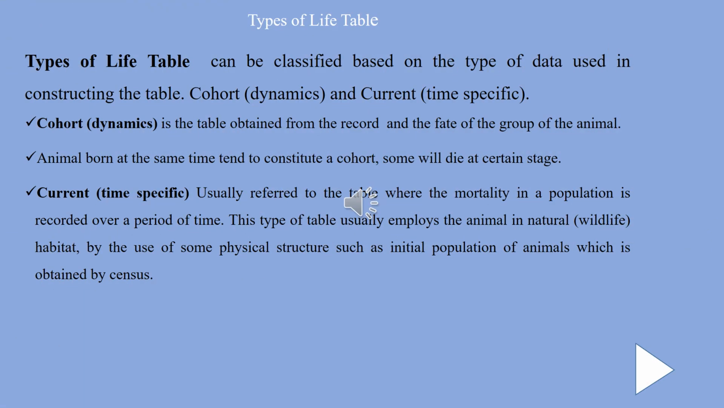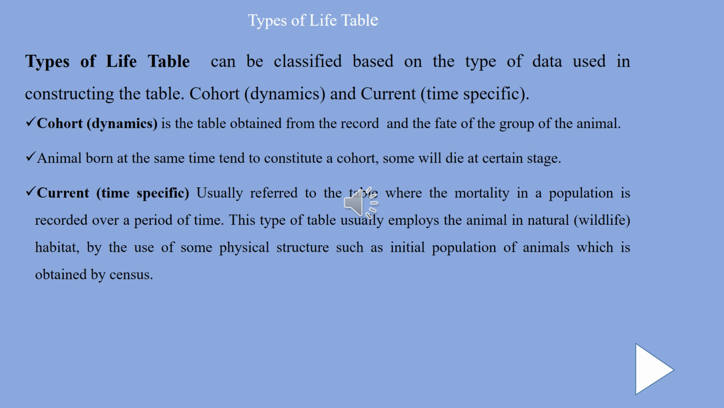Type of life table. Life table can be classified based on the type of data used in constructing the table. There are two. We have cohort, which is dynamic. It changes with time. And current. Current is time specific.